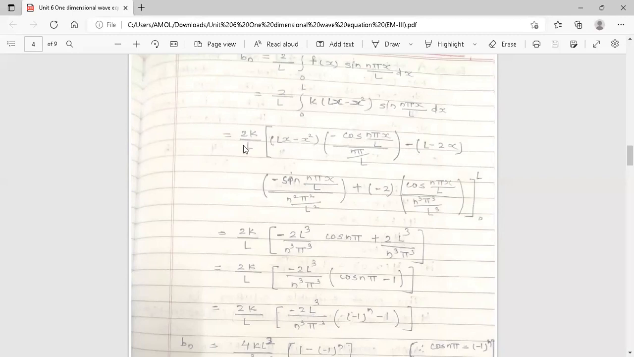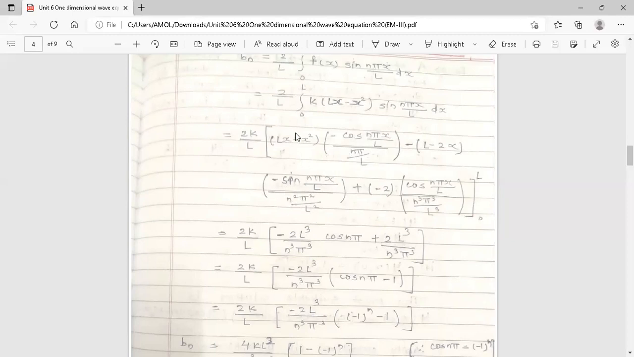Minus, in bracket, Lx minus x square. What is the derivative of Lx minus x square? It is l minus 2x. What is the integration of cos of n pi x upon l? It is sin n pi x upon l upon n pi upon l. Already n pi upon l is there, so the term will be n square pi square upon l square.